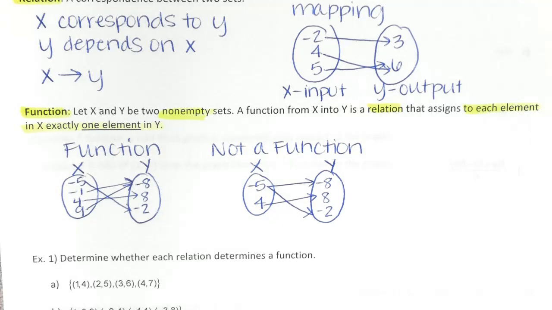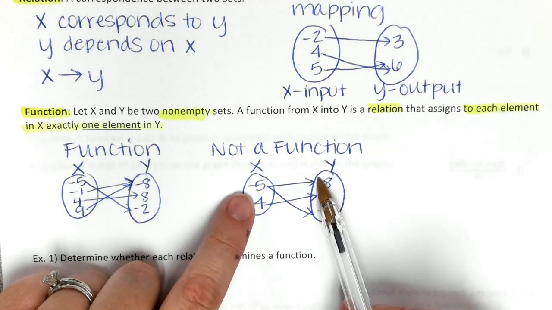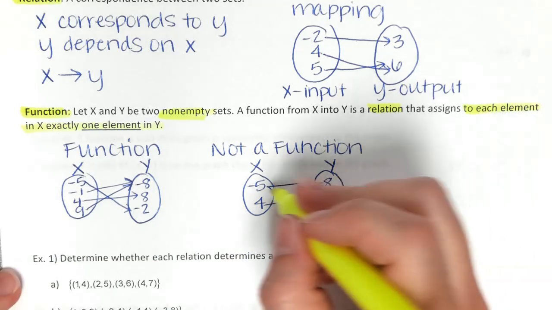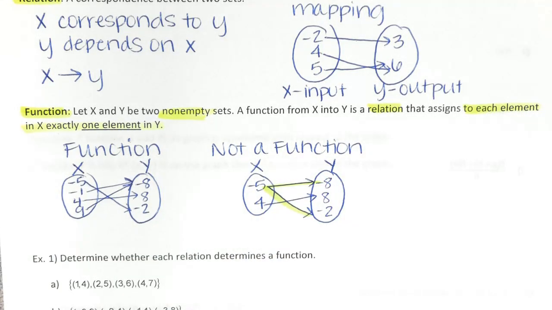Because x has 2 y's. One x goes to 2 y. There you go. Okay, specifically negative 5 can't map to 2 different y values. So this is the reason right here. This is the reason that it's not a function, right?